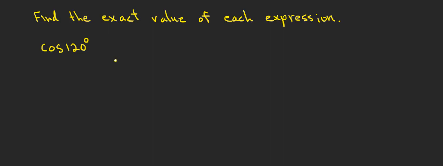In this video, we're going to use reference angles to find trig values. It says find the exact value of each expression. We need to find cosine of 120 degrees. So let's draw theta of 120.